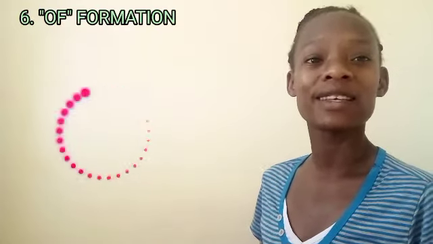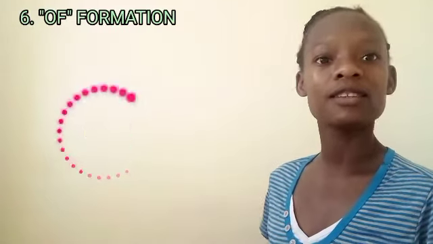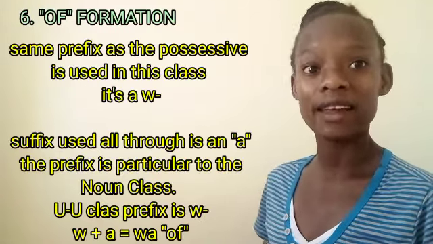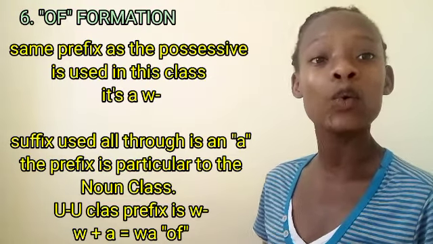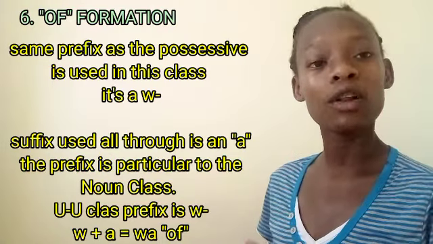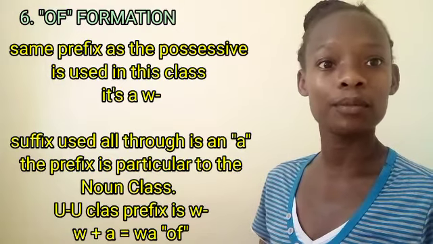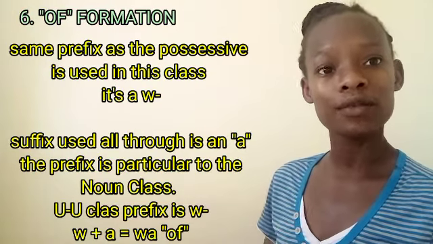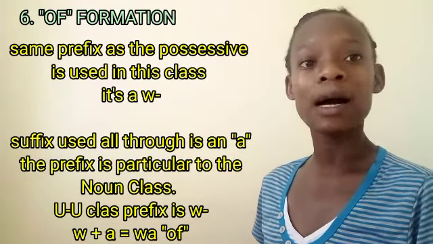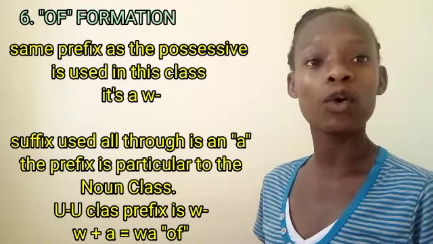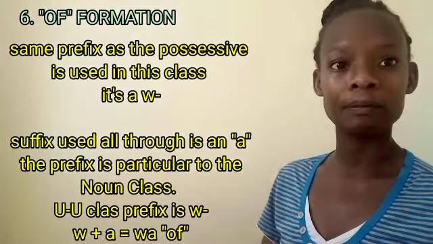What about the of formation? The of formation is really simple because it also uses a suffix and a prefix. The suffix that is used all through is an A. I've been preaching this all through my videos. The suffix that is used is always an A in all the noun classes. But each noun class has its own specific prefix. For the UU noun class prefix, we use the same prefix as the possessive, the W. So the W plus the A, we get wa.